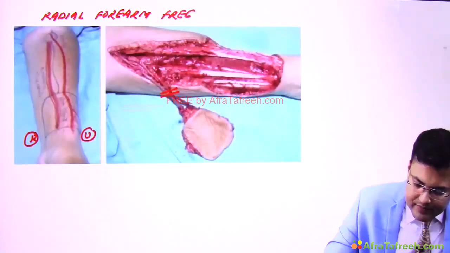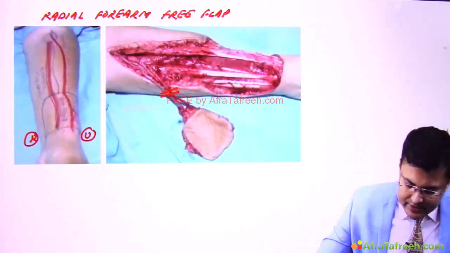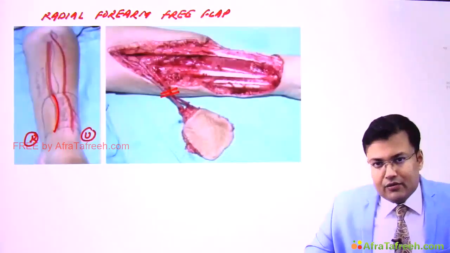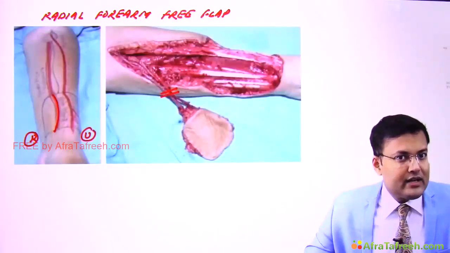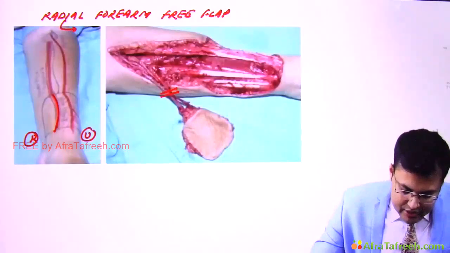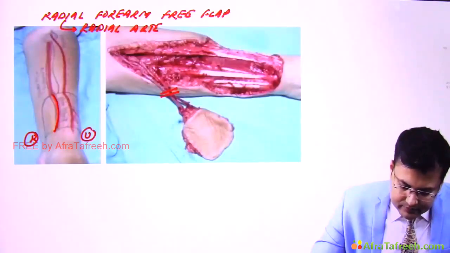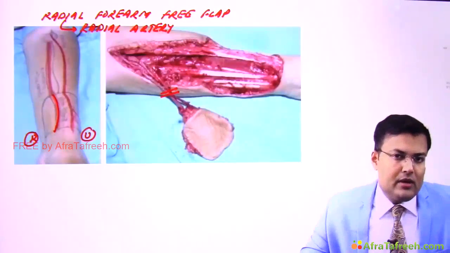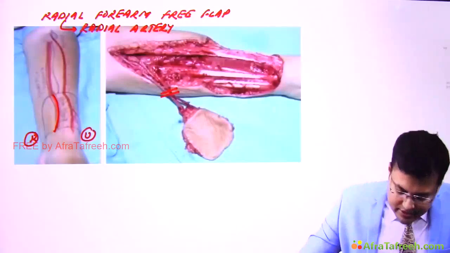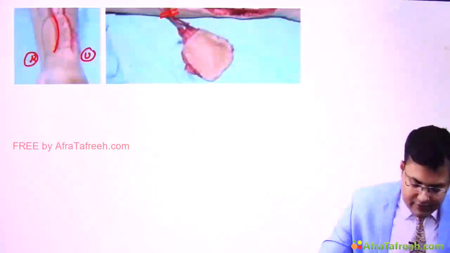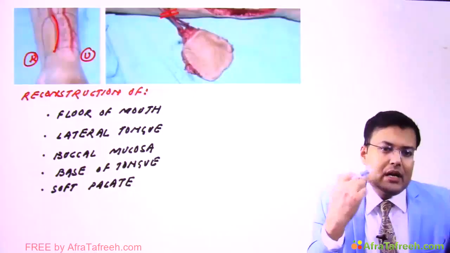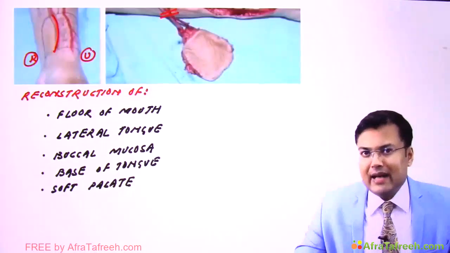It is a free flap, and it is based on which artery? Its name is radial forearm free flap, so it is based on the radial artery. It is used for reconstruction of floor of mouth, lateral tongue, buccal mucosa, base of tongue and soft palate. So see what the uses are.